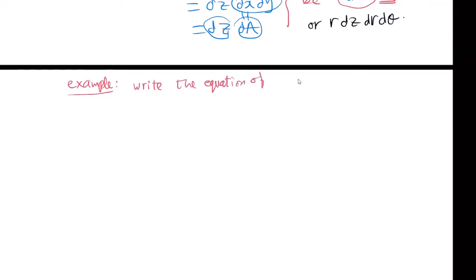The equation of the cone z square equals x square plus y square in cylindrical coordinates.